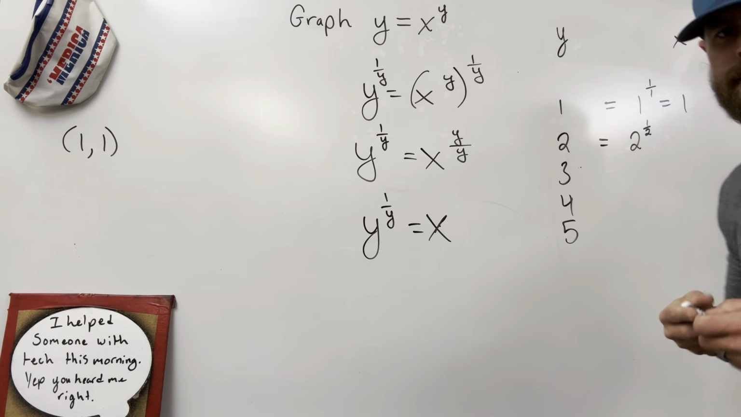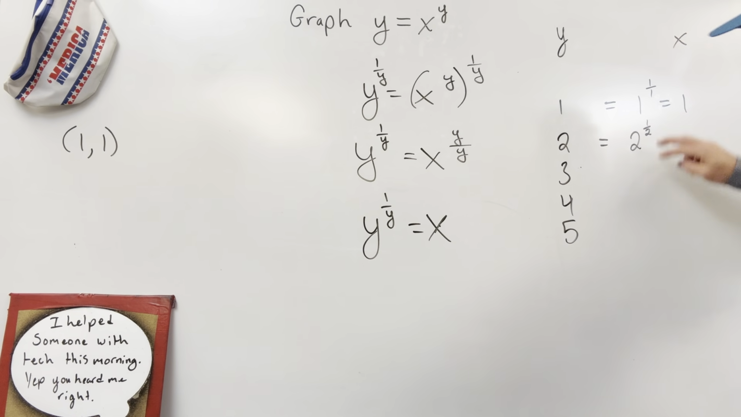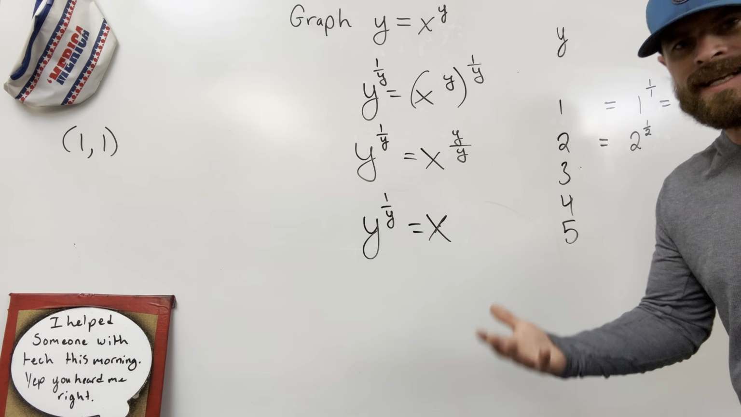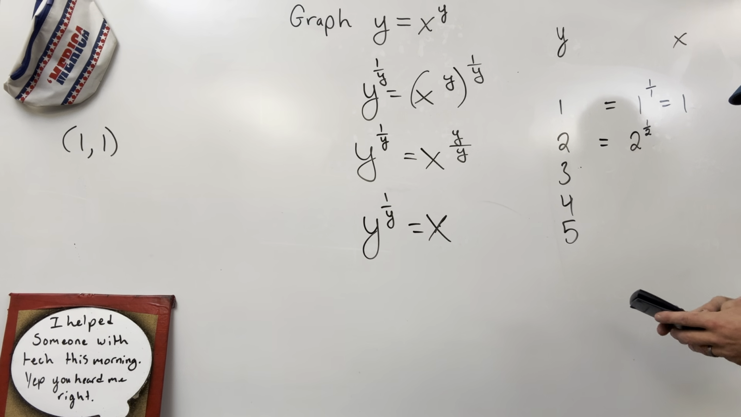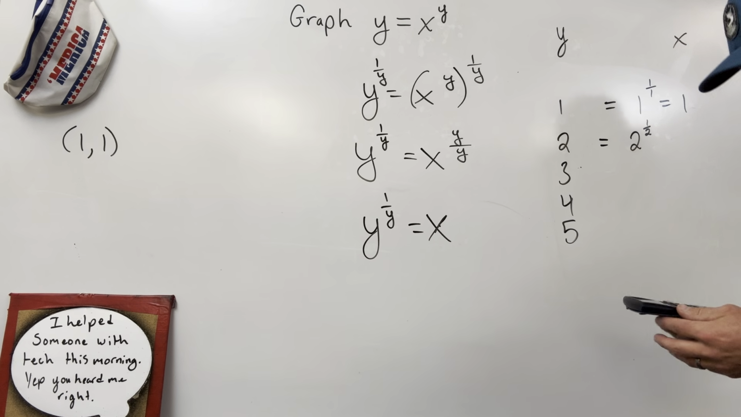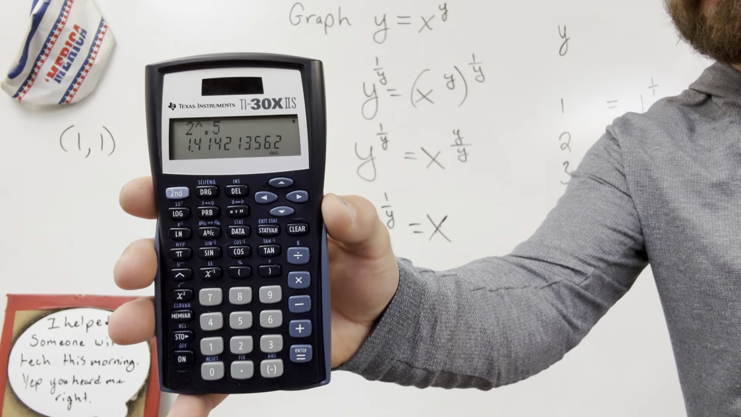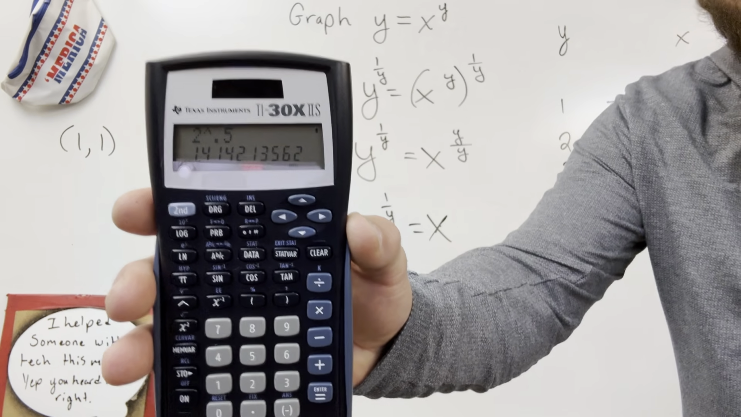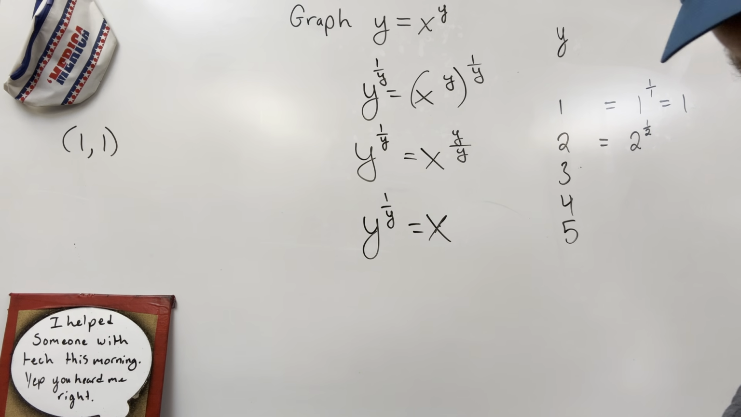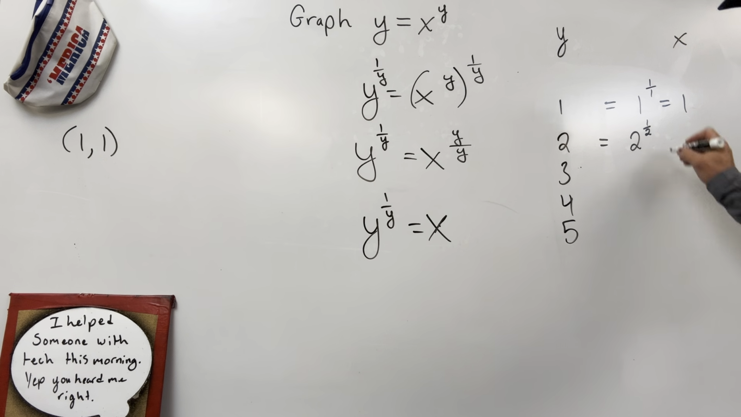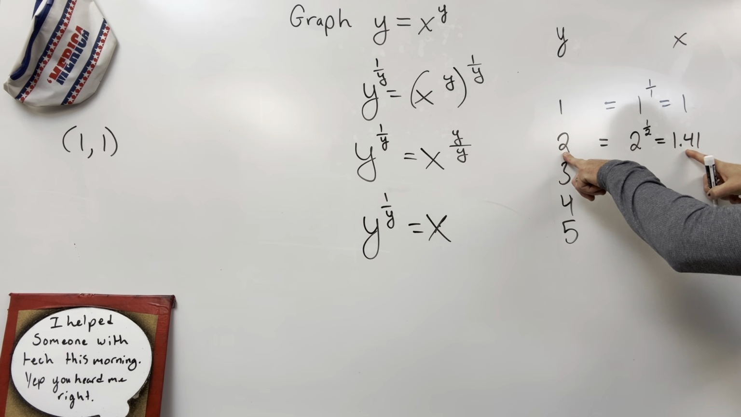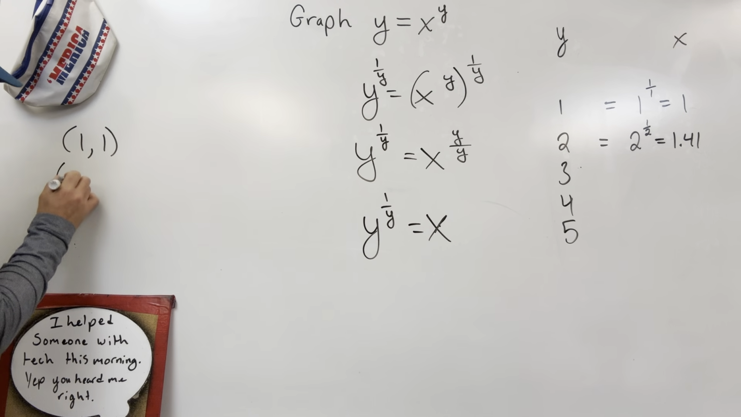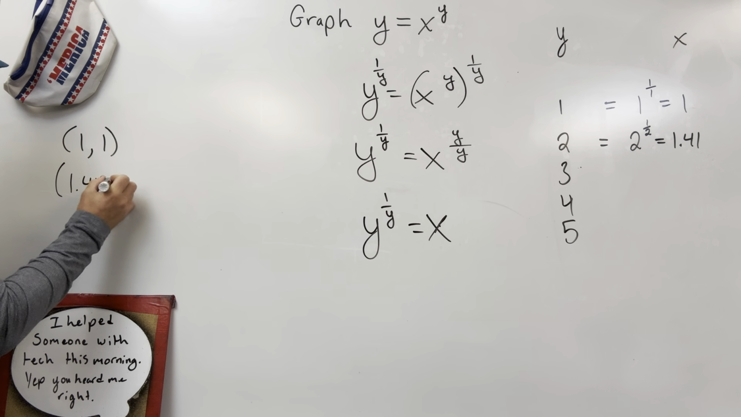This is where you're going to start grabbing your calculators, because if you're putting it to the power of 1/2, 0.5, you're going to get a decimal that goes on forever. So let's take a look. 2 to the power of 0.5 equals, and you'll just get a value like that on your calculator. I'm going to break that down to the nearest hundredth. So that's 1.41 for my x. This is my x value, this is my y value. So when x is 1.41, our y value is 2.